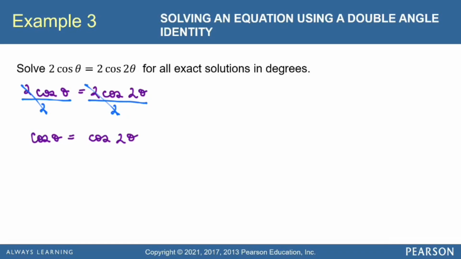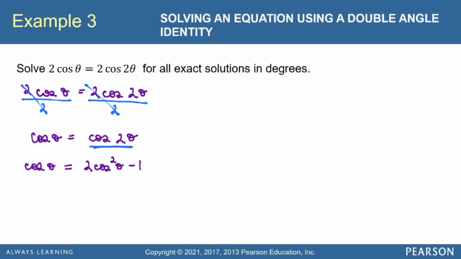Okay, now you know from example 1 that there are 3 different identities that we can use to replace cosine of 2 theta. We want to choose the one that uses the same function we see on the other side of the equal mark, and that would be 2 cosine squared theta minus 1. So now we've got cosine theta equals 2 cosine squared theta minus 1.